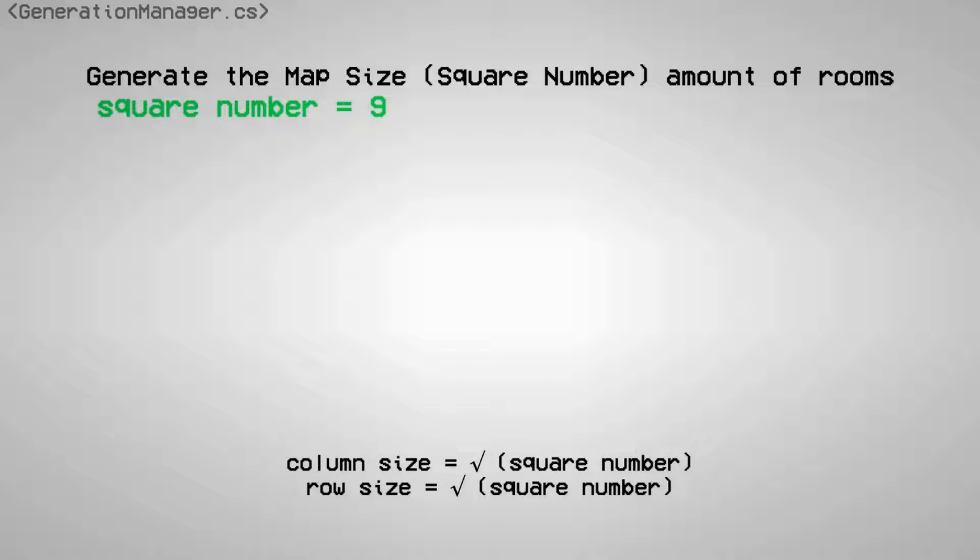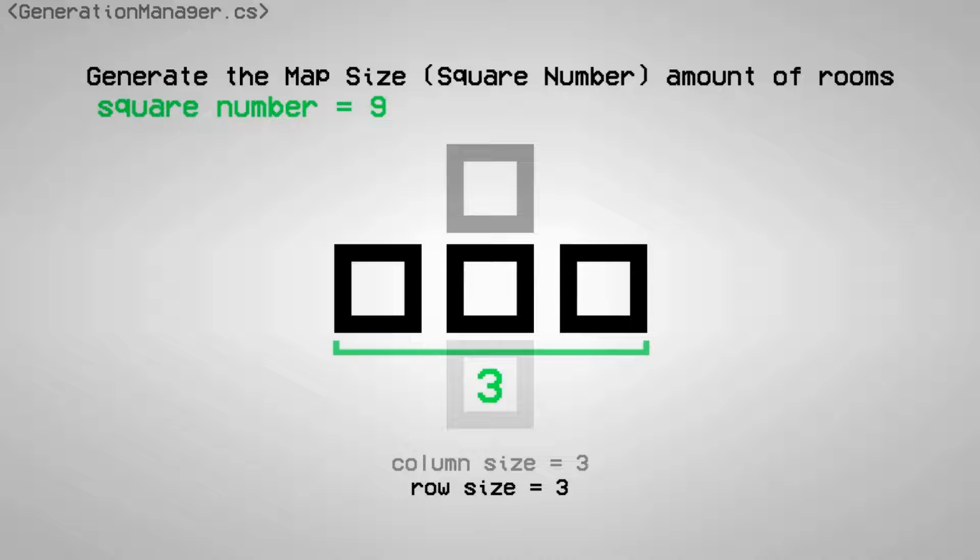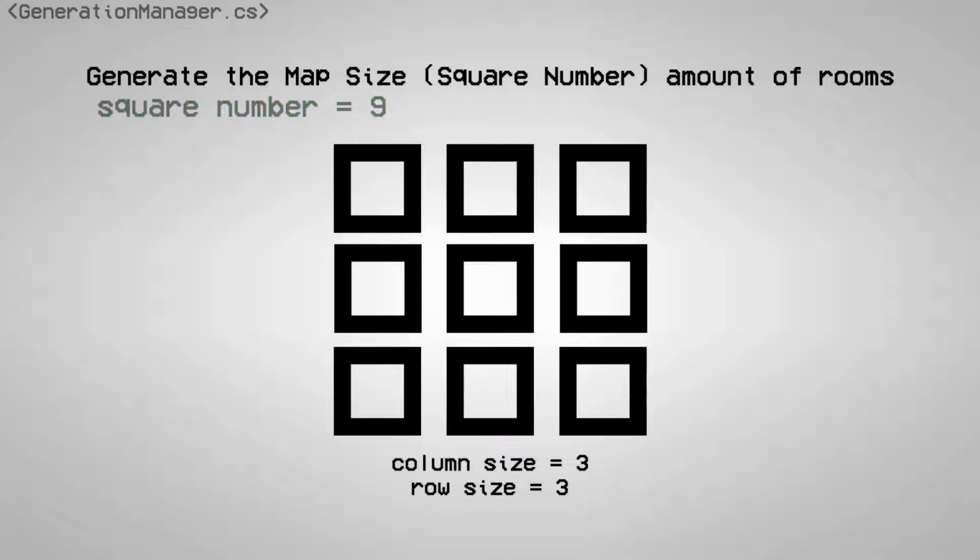In this example, we set the map size to 9. Therefore, the column size is now going to be the square root of 9, which gives us 3. The script will now generate 3 boxes going vertically, meaning we have 3 columns. Next, we set the row size to the square root of 9, which is also 3, meaning the script generates 3 rows, or 3 boxes going across horizontally. Once we fill in all of the gaps, we have a square of 3 by 3, which means our map size is exactly 9.